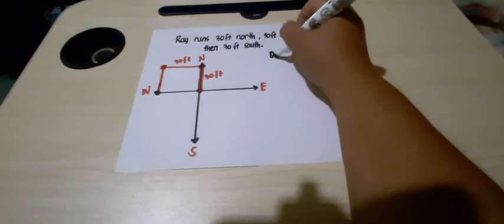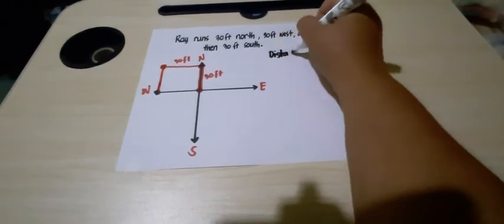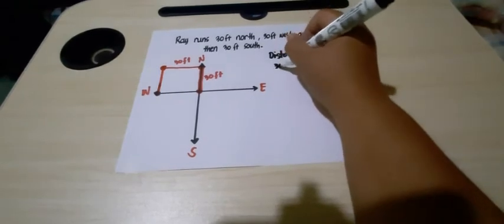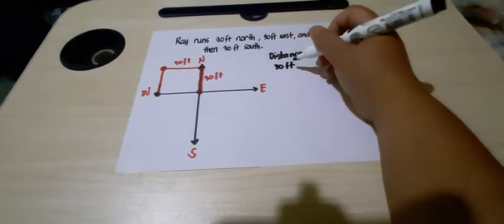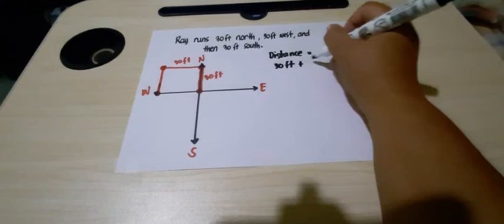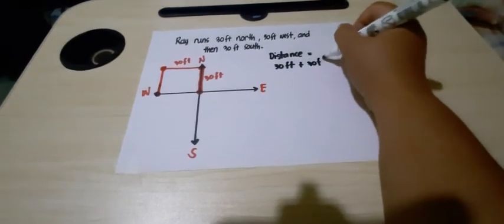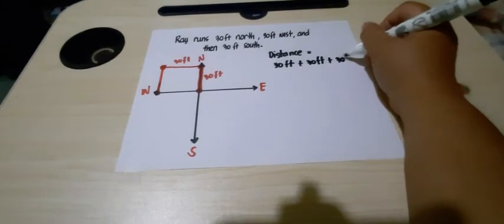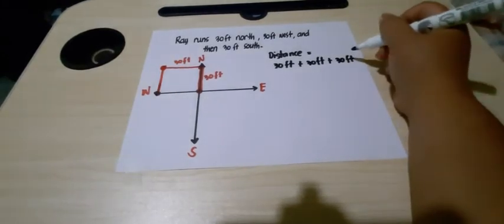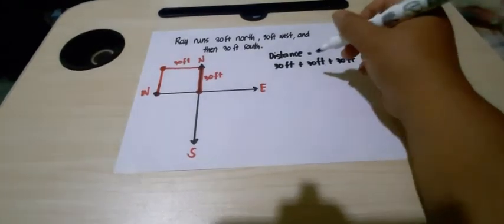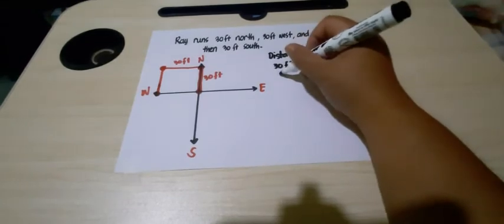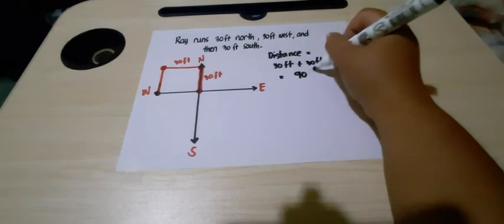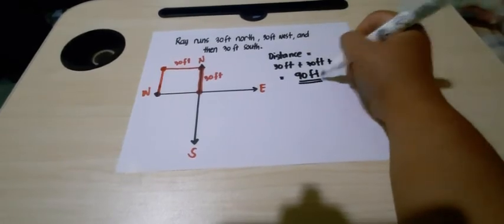For distance, we calculate: distance equals 30 feet when he goes to north plus another 30 feet going to the west and another 30 feet going to the south. So our distance is equal to 90 feet. So that is our distance.